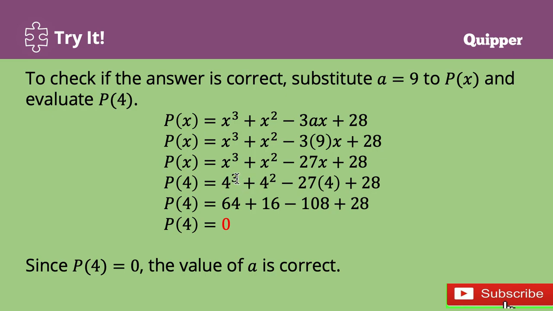And 4 cubed is 64. 4 squared is 16. And negative 27 times 4, that is negative 108. Just copy plus 28. 64 plus 16 is 80. Plus 28 is 108, minus 108 is equal to 0. Since p of 4 is equal to 0, the value of a is correct.